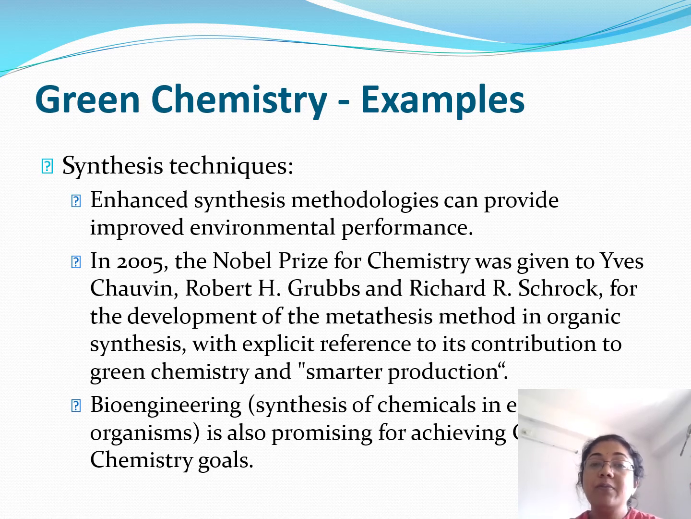In 2005, Nobel Prize laureates Chauvin, Grubbs, and Schrock developed the metathesis method in organic synthesis, with explicit reference to its contribution to green chemistry, which they termed as smarter production. There was no usage of the solvents, there was no usage of the toxic chemicals, and there were no byproducts which were harmful for the environment. Then there comes the term bioengineering, which is the synthesis of chemicals by organisms. It is also promising for achieving the principles or the goals of green chemistry.